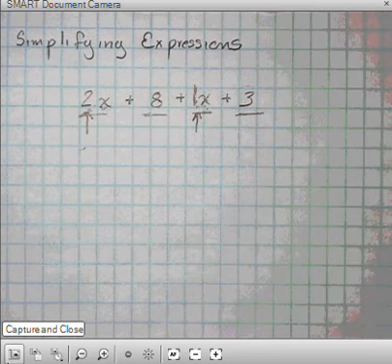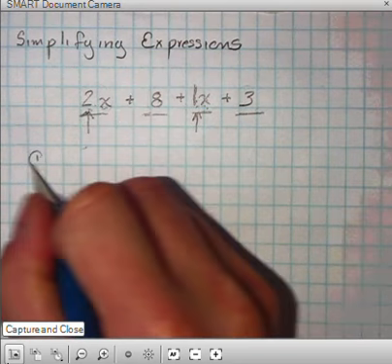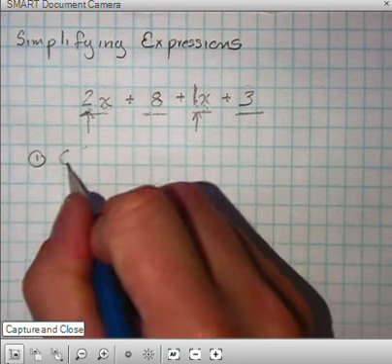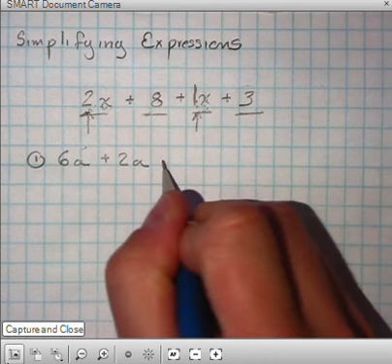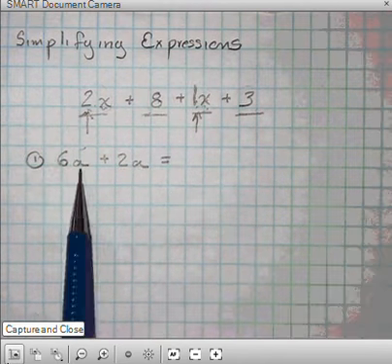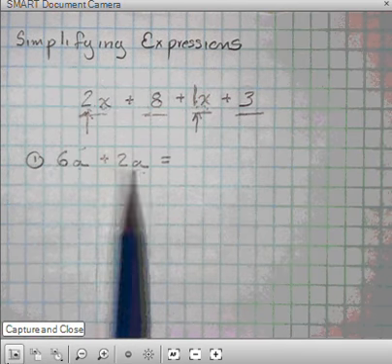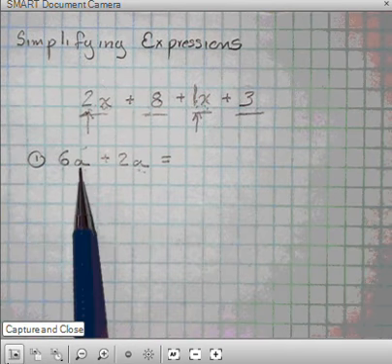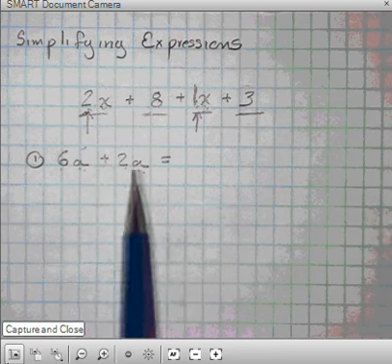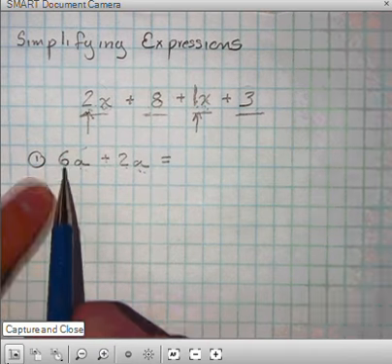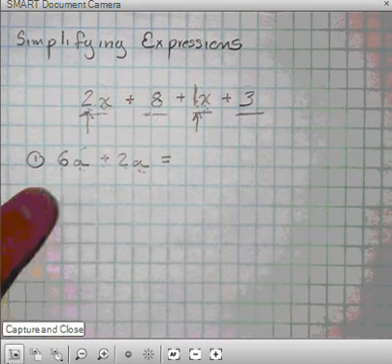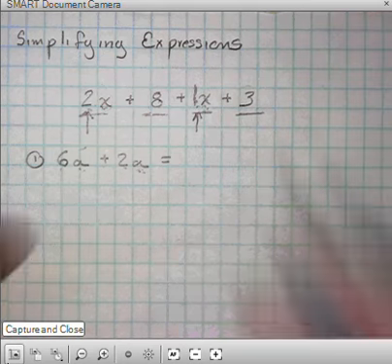Looking at a few different examples of actually combining like terms, let's say 6a plus 2a. When you look at the variables, your variables are the same. This is telling us I have 6 a's, and then I'm adding 2 more a's to it. So all I have to do is add the coefficients. I have 6 a's here, I have 2 a's here, so how many a's do I have altogether? 8 a's. Very good.